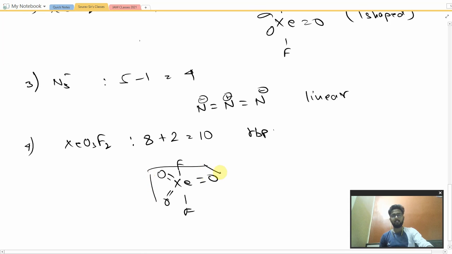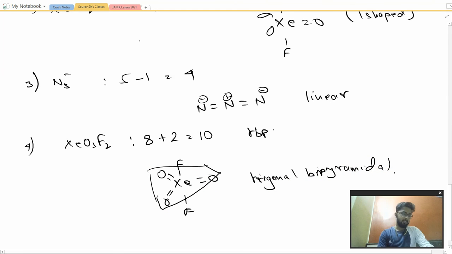Okay, so a TBP structure is obtained, and the geometry is TBP, but the shape will be trigonal bipyramidal as well. Okay. So that is all about this question. So we got these two T-shaped structures, one linear and one trigonal bipyramidal structure. So that is given in option A. Okay. So option A here would be the correct option.